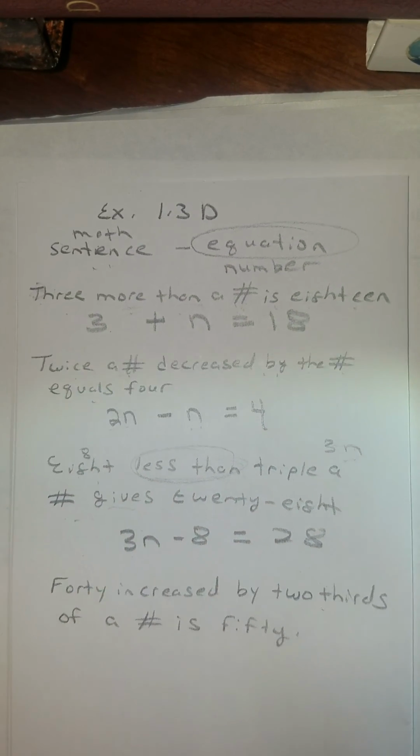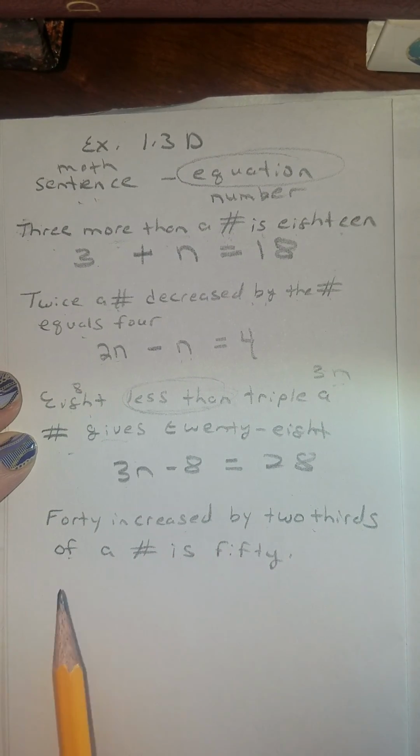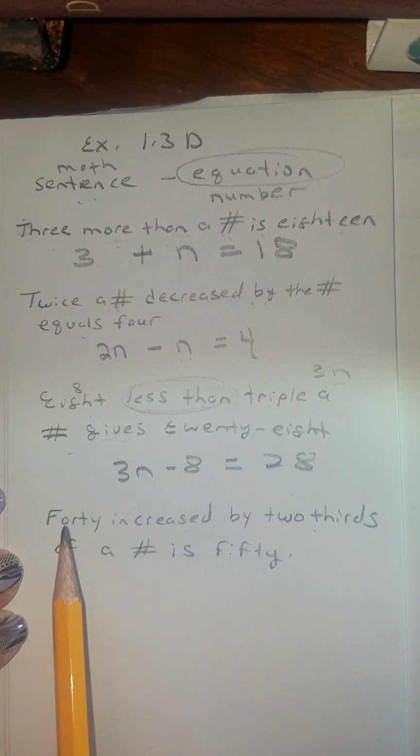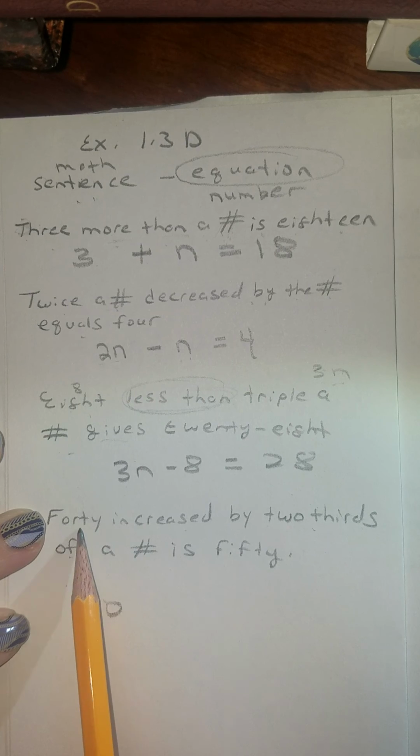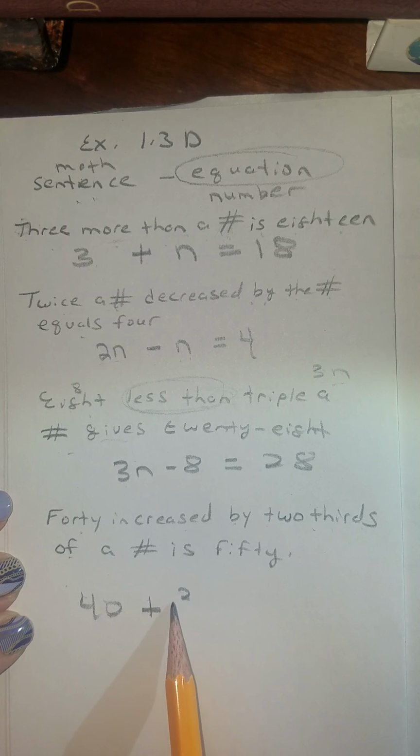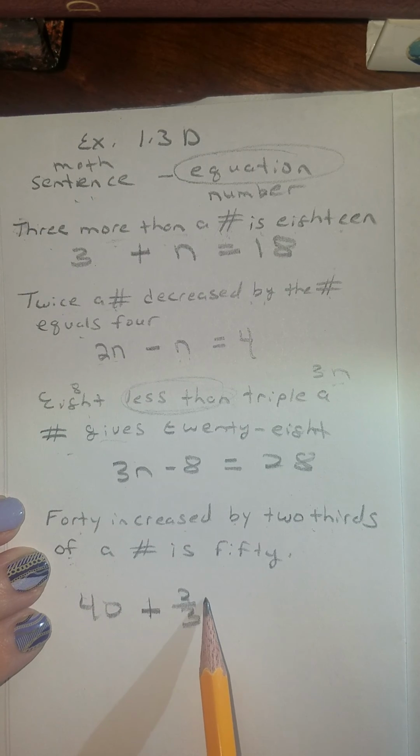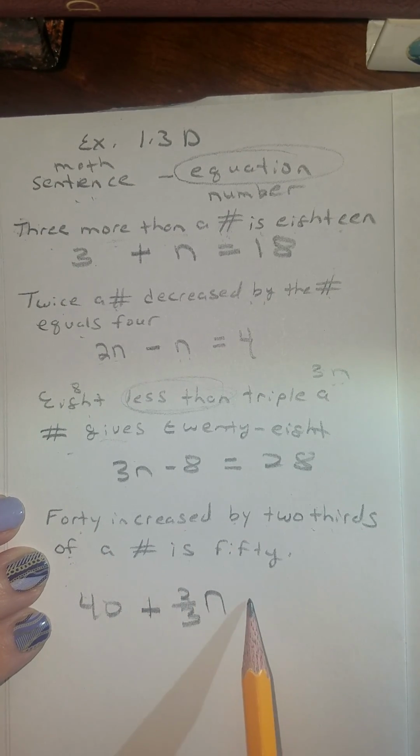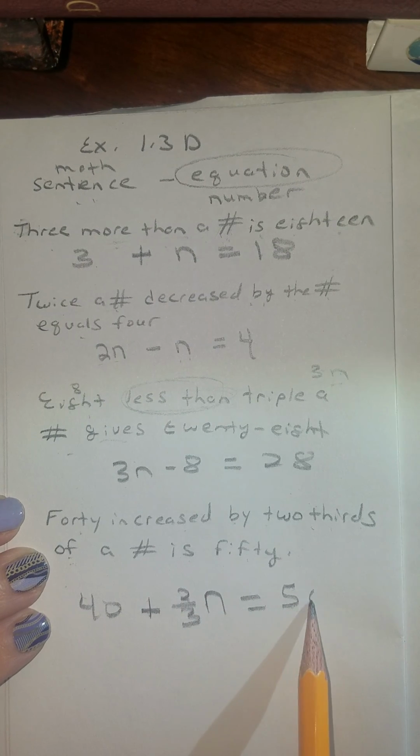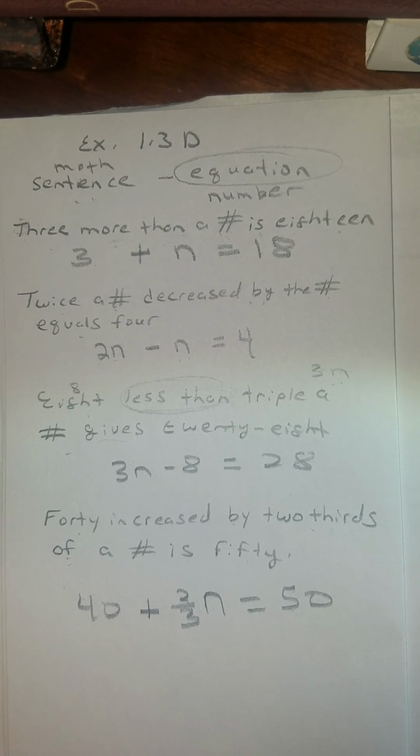And I think we have one more. 40 increased by 2/3 of a number is 50. So 40 increased by indicates addition. By 2/3, well, 2/3 is a fraction. 2/3 of indicates multiplication. So 2/3 of a number, so 2/3 n, is 50. And you just now translated all these word problems. So again, your assignment is the essential problems that have the blue icon.